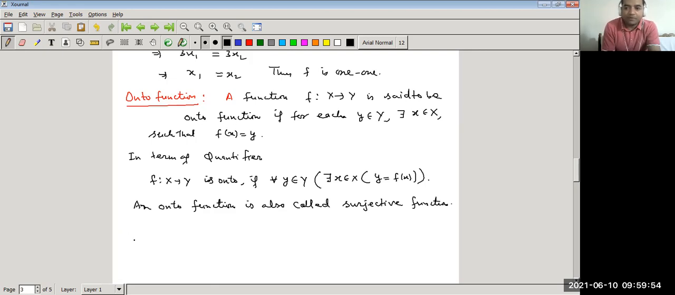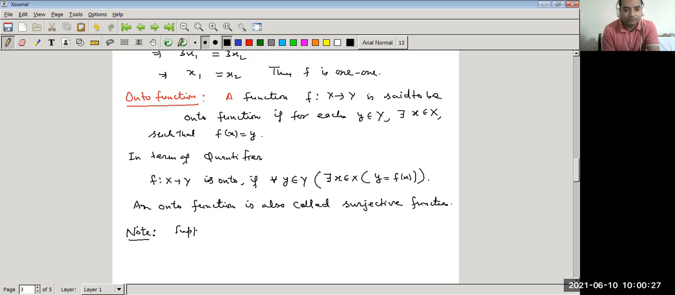Now, in my previous lecture, when we talked about range of the function, I put one question to all the students: what happens if range of function is equal to codomain? This is a very important point. If the range of the function is equal to codomain, then the function becomes onto.